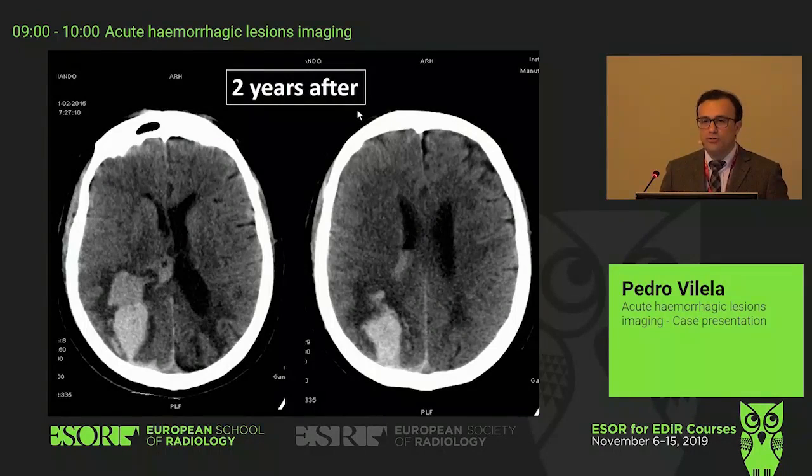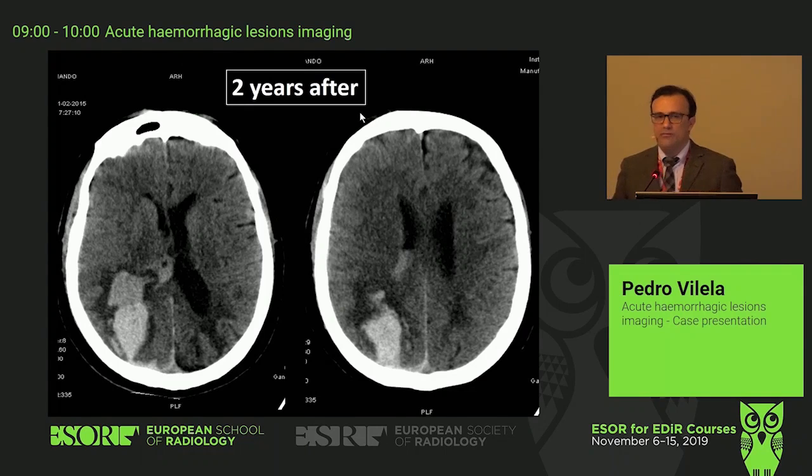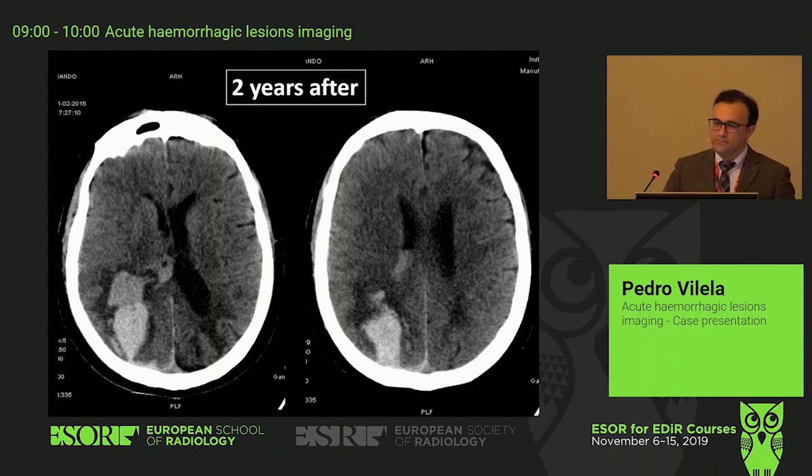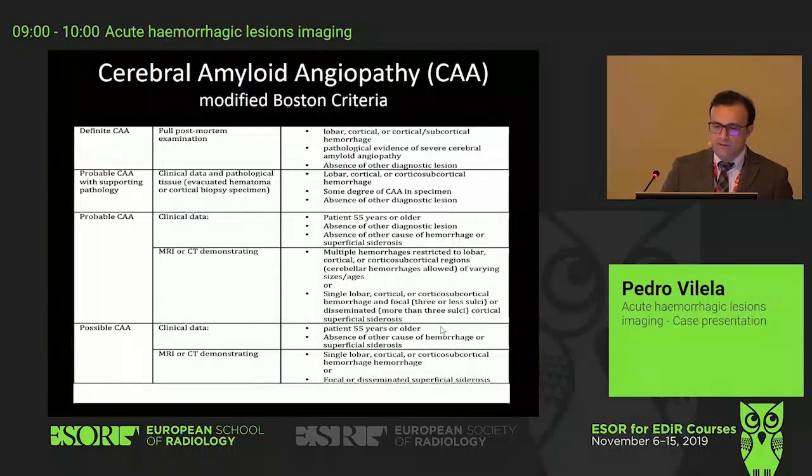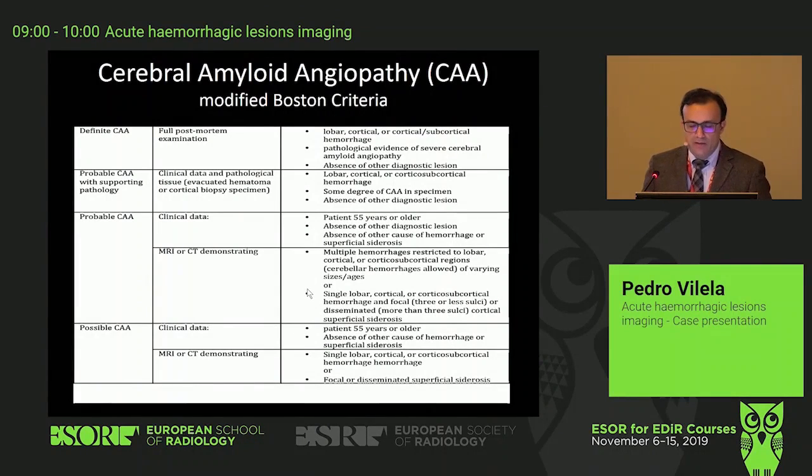And if we are not sure, we wait 2 years after and the patient had another bleeding. Okay? And this is the natural history of amyloid angiopathy. Okay, the Boston criteria that I recommend you to look at to see the features associated with CAA.